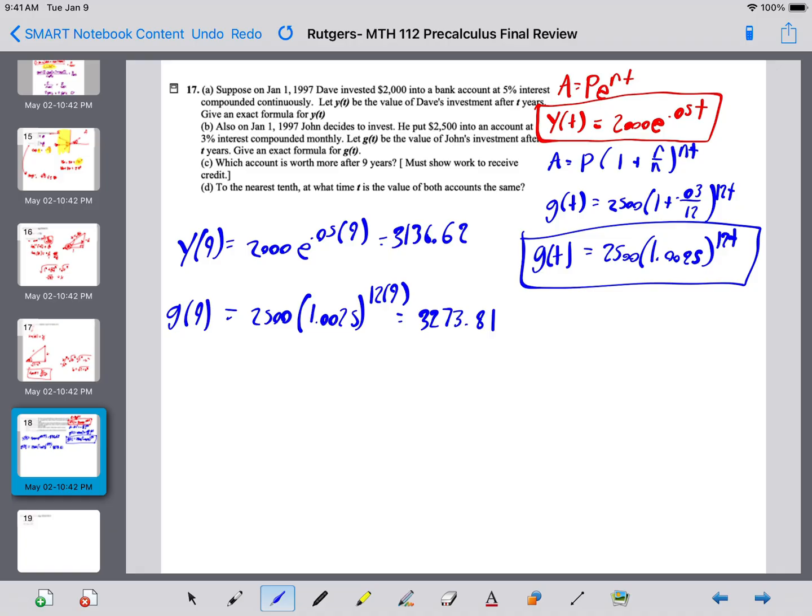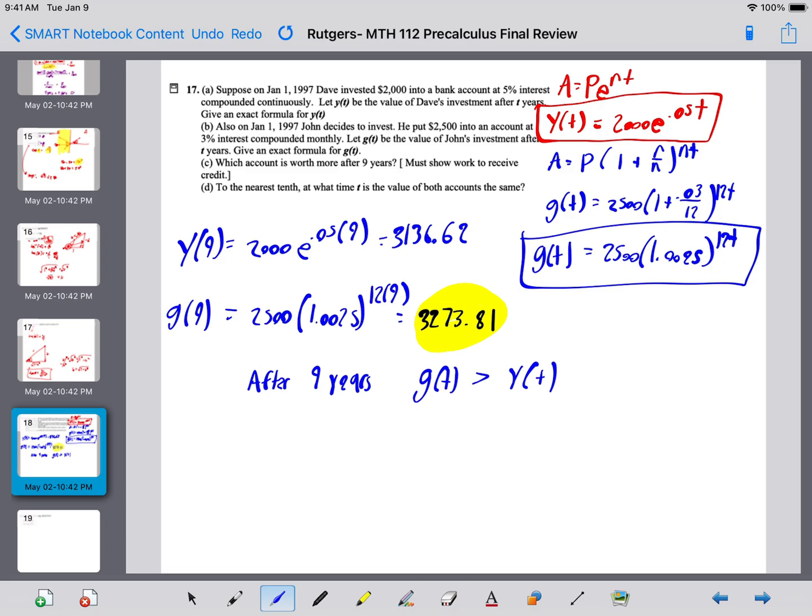So, which account is worth more after 9 years? It looks like after 9 years, the one that is compounded monthly is worth more. Now we know the more compounding, the better. So with time, eventually the continuous compound interest will exceed the monthly compound interest, but it wasn't given enough time to. So I would write after 9 years, g of t is greater than y of t.